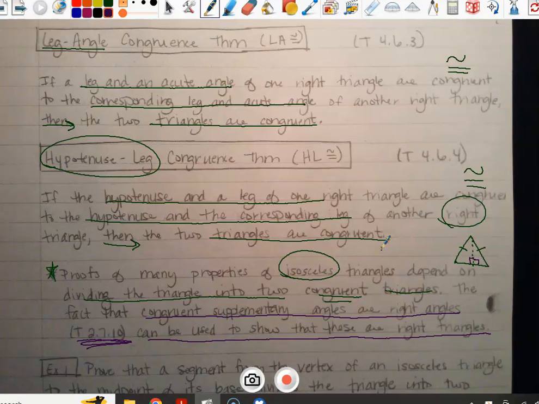So that's going to be helpful for us a lot in this section and moving forward working with triangles, especially when it comes to isosceles triangles. So we're going to take isosceles triangles and cut them in half to do that. So let's actually look at a proof that's going to use that. It's example 1.